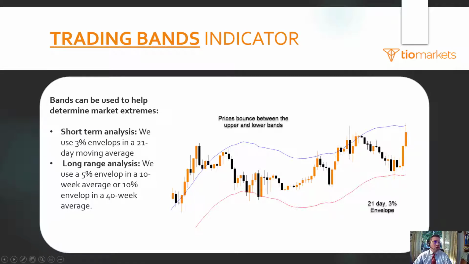So short-term analysis, we're looking here, and we're going to be using a 21-day moving average and a 3% envelope. Longer range analysis, we're going to be using a 5%. So that means that these bands will be 5% and a 10-week average.